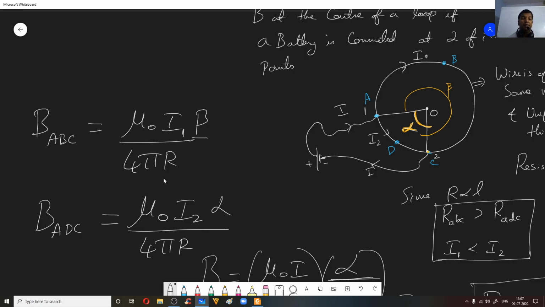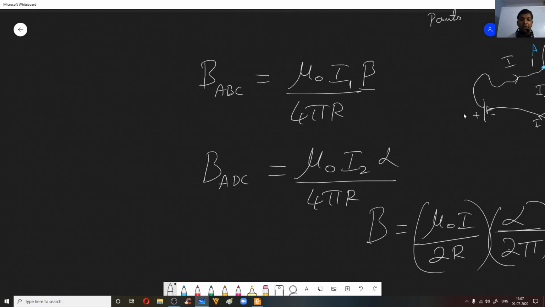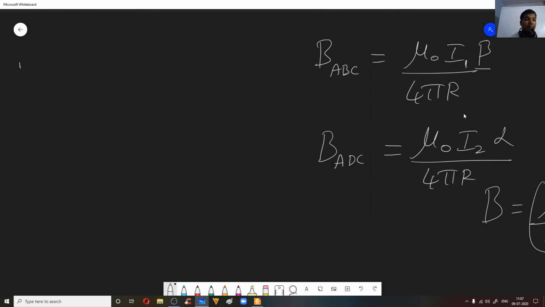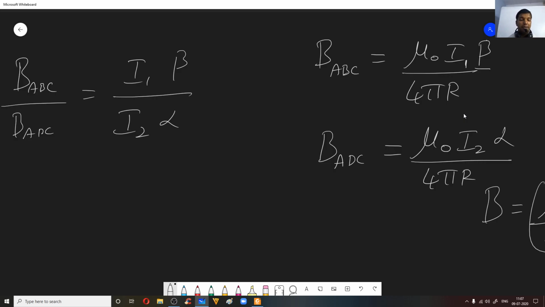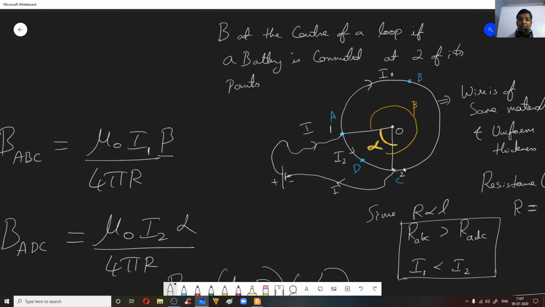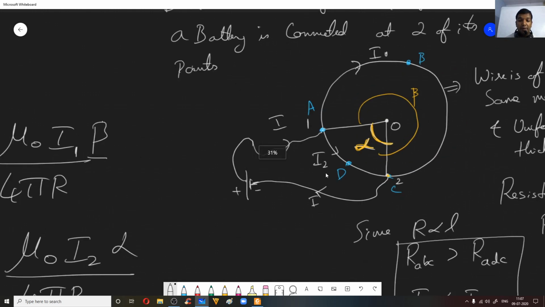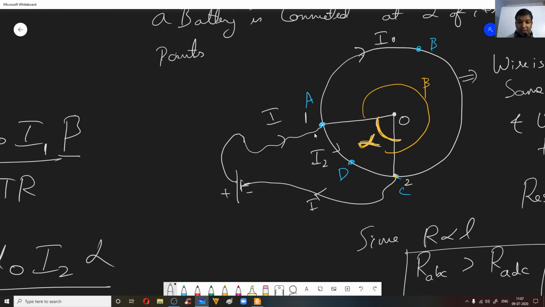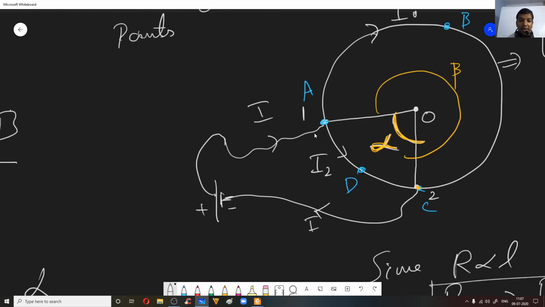Now if you get the ratio of these two, you can write B ABC divided by B ADC equal to I1 beta divided by I2 alpha. Now one more thing you observe is that the potential difference between point A and C, otherwise you can call it 1 and 2, earlier I have taken 1 and 2, is the same.